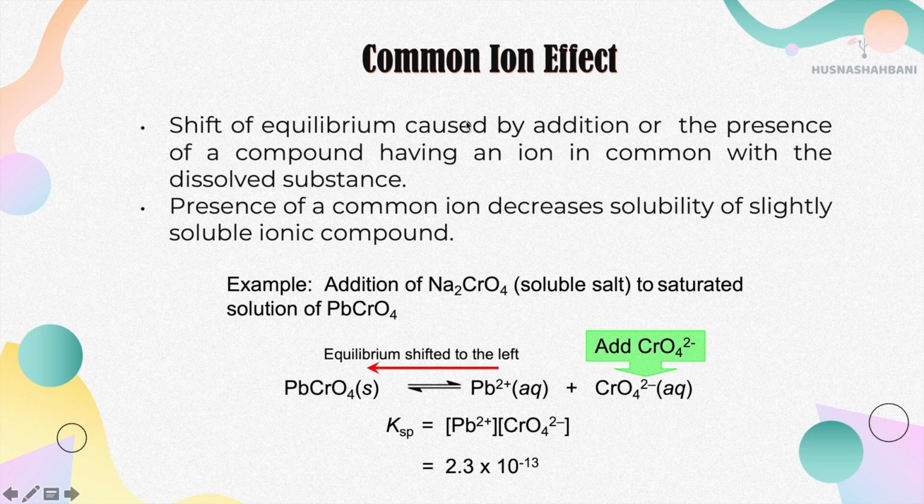Shift of equilibrium caused by addition or the presence of a compound having an ion in common with a dissolved substance. So this is the shift of equilibrium by the common ion effect. The presence of a common ion decreases the solubility of a slightly soluble ionic compound. For example, here we have PbCrO4 dissolved to become Pb2+ aqueous and CrO4 2- aqueous.